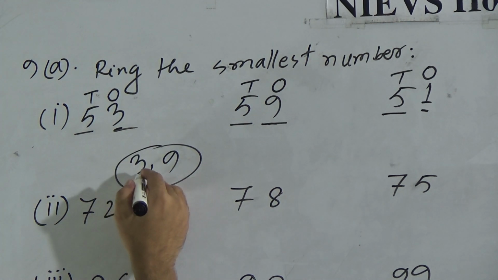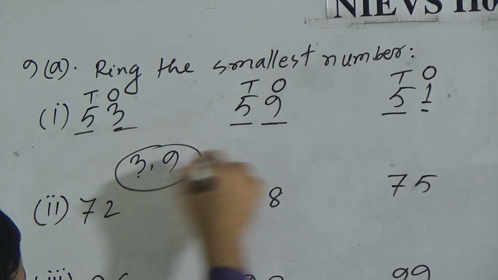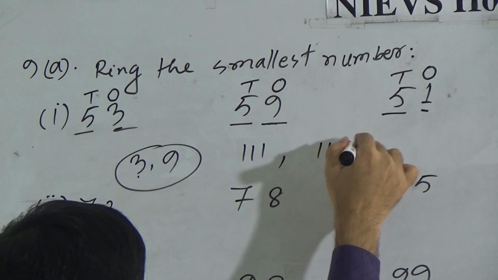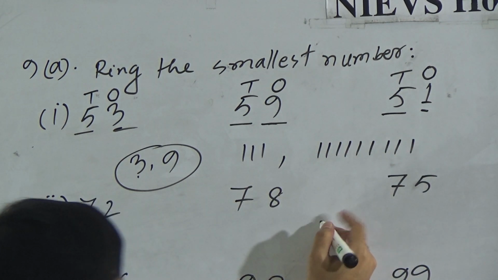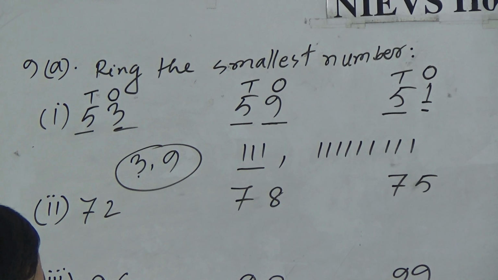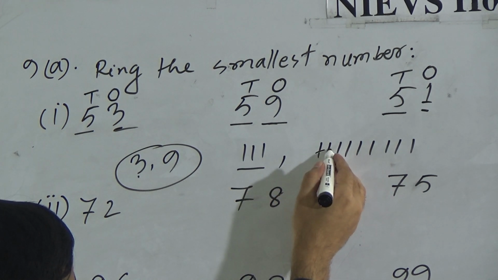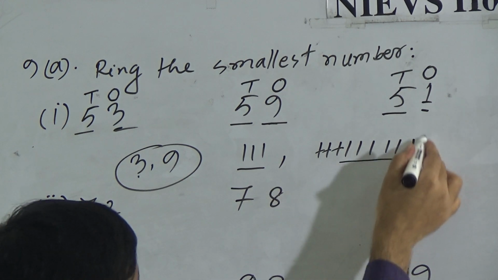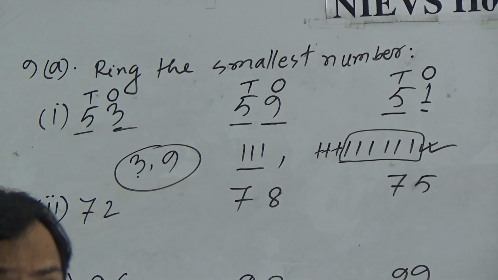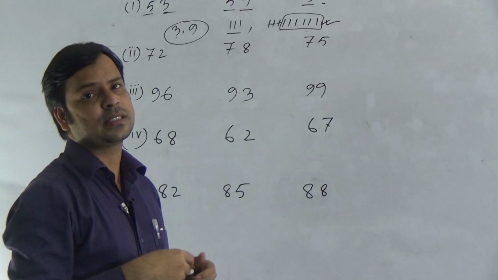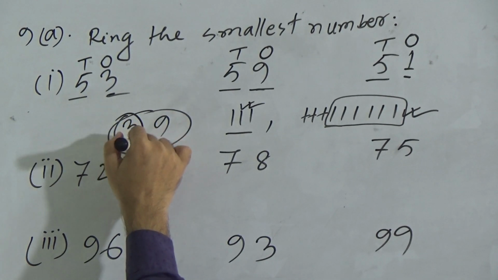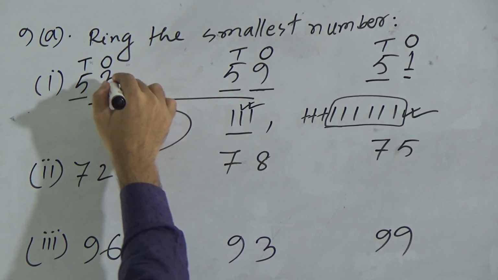To compare these 2, we have to notice that 3 means suppose 3 sticks and 9 means suppose 9 sticks. 1, 2, 3, 4, 5, 6, 7, 8, 9. Here are 9 sticks, here are 3 sticks. So, we can take 3 from 9, 1, 2, 3. So, 6 sticks remaining here. It means that 9 is larger than 3. So we can say 3 is the smallest number between these 2, so 53 is smaller.